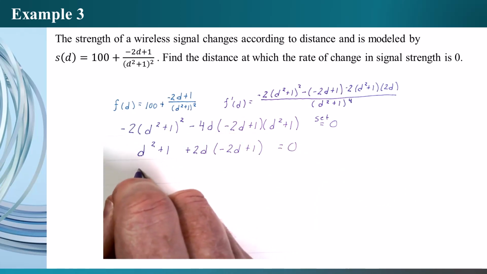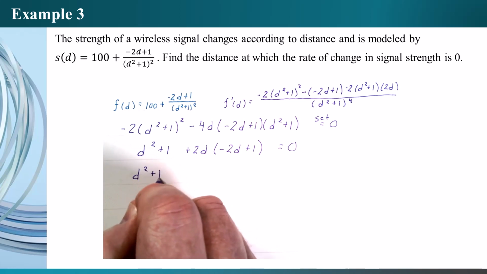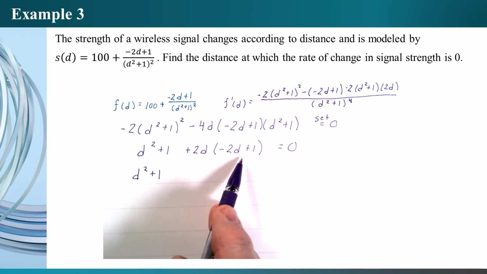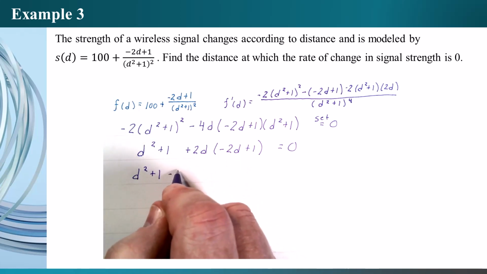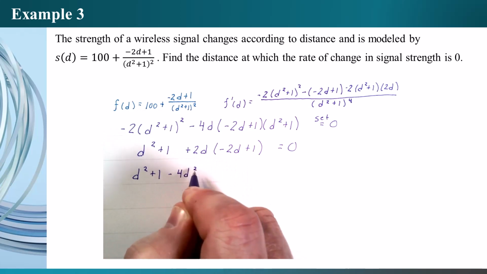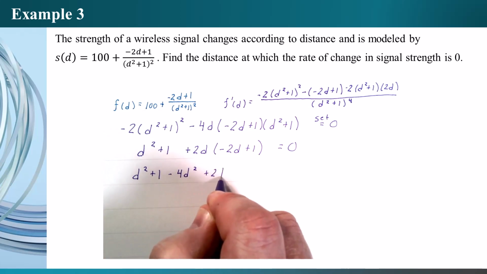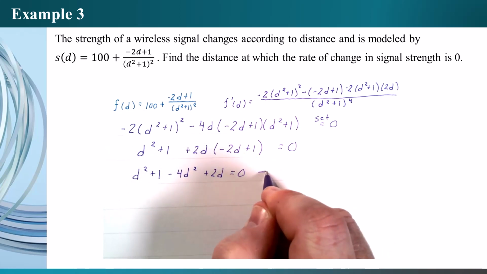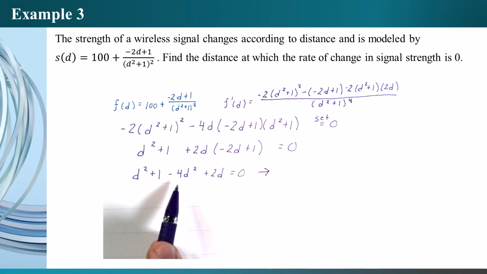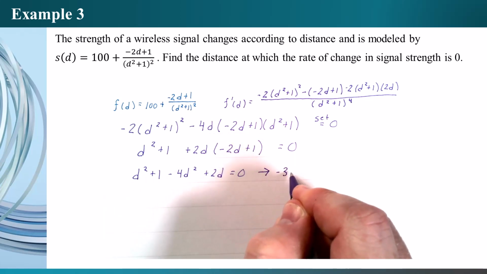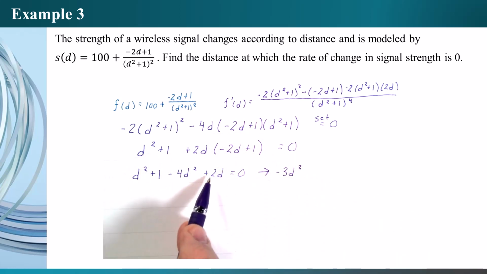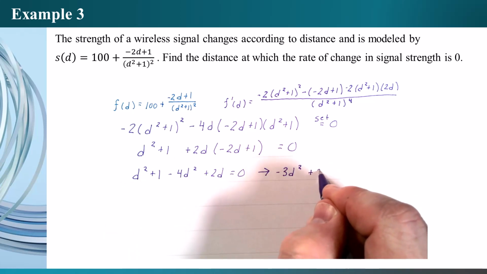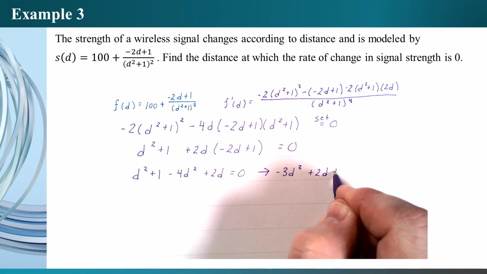Well, now we're just going to clean this up some. We have d squared plus 1, and let's multiply 2d into these parentheses to get negative 4d squared plus 2d equals 0. We can combine like terms here, so d squared minus 4d squared is going to give us negative 3d squared plus 2d plus 1 equals 0.